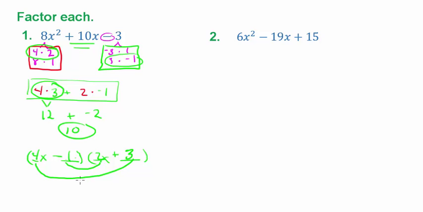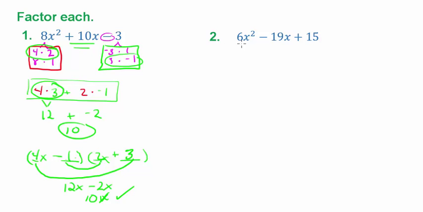What we want to check then is the O and the I. In other words, do we get the middle B term? So 4x times 3 is 12x. Negative 1 times 2 is negative 2x. Combine those and we have positive 10x, which is what we wanted to get.